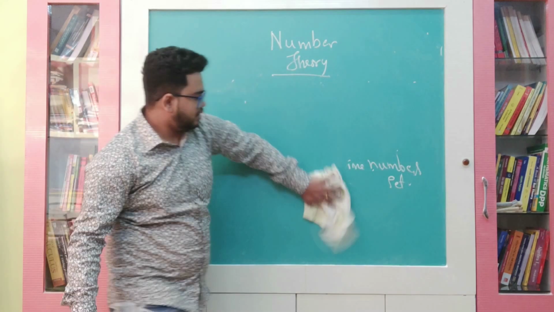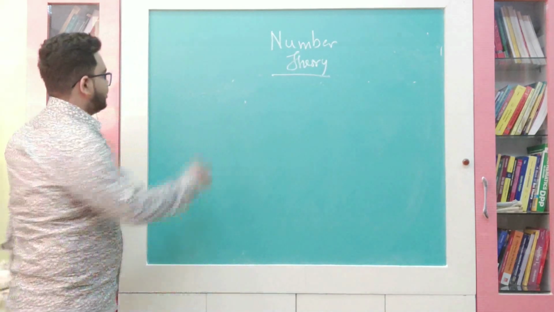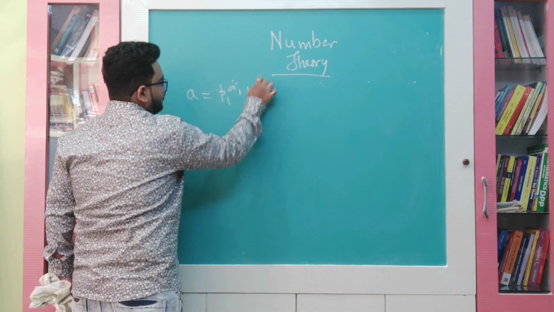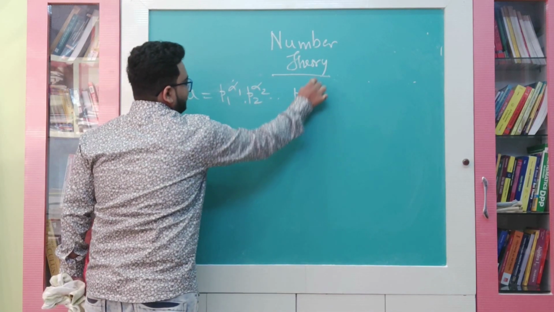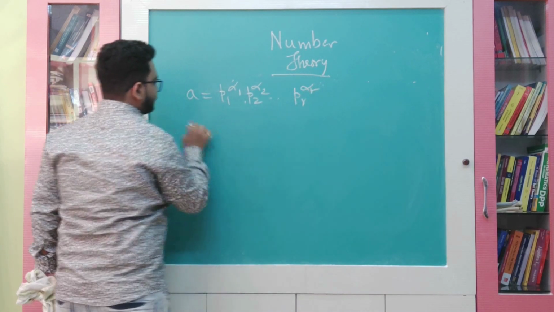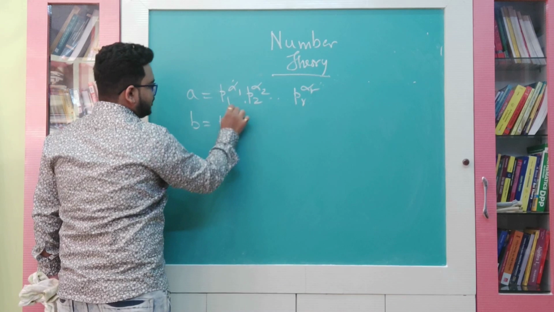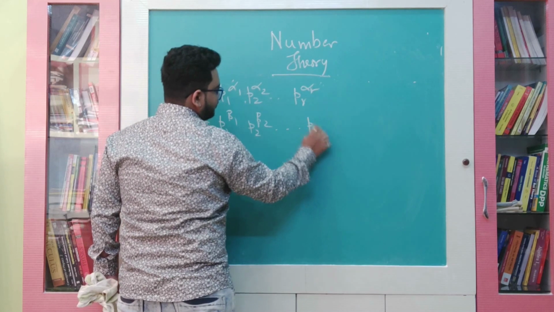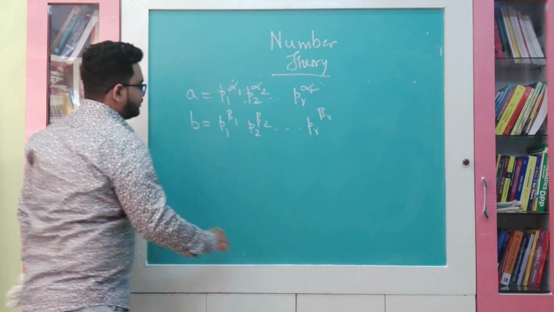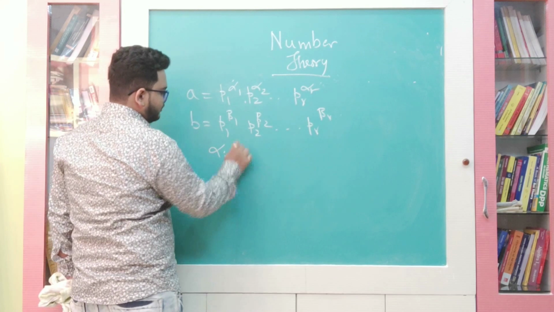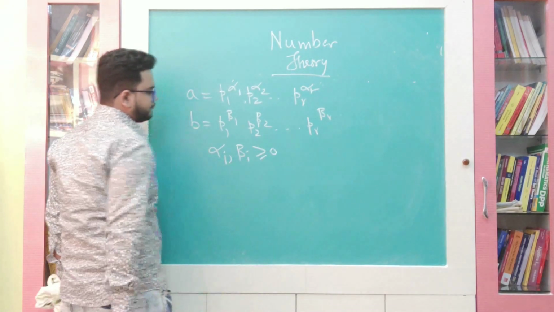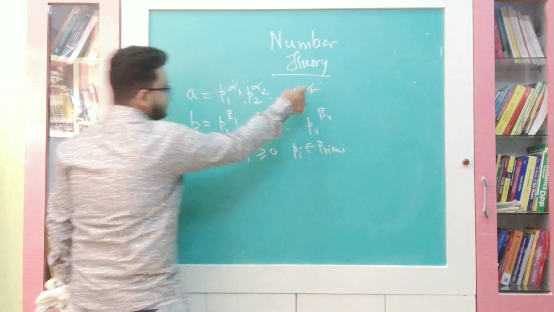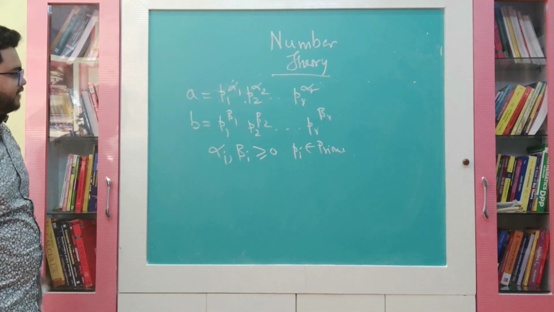Now the last thing I'm going to mention is, suppose A is p1^alpha1, p2^alpha2, ..., pr^alpha r, and B is p1^beta1, p2^beta2, ..., pr^beta r, where alpha i, beta i are greater than or equal to 0, and pi belongs to the primes. Suppose this is the prime factorization of A and B.